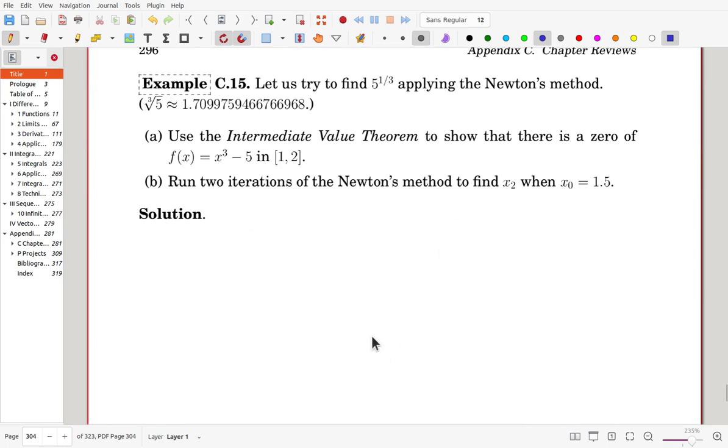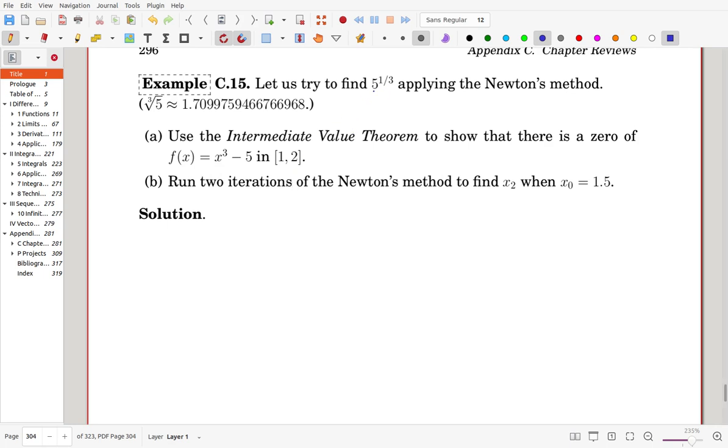Okay, let's try to find 5 to the 1/3 power by applying Newton's method. If you compute here, this is quite accurate output. First of all, we'll try to specify an interval where the solution might be. And by using the intermediate value theorem, we can show that a zero of f(x) = x cubed minus 5 is in between 1 and 2.